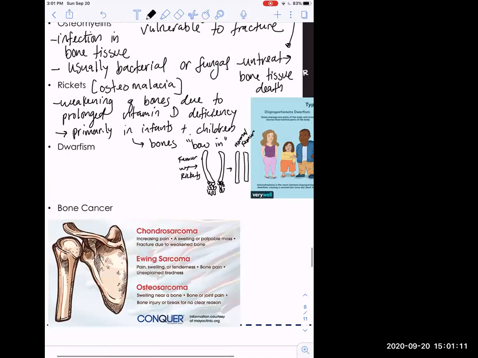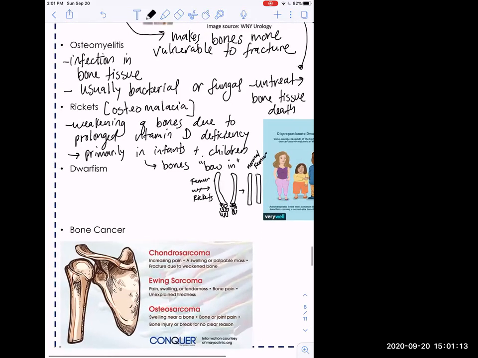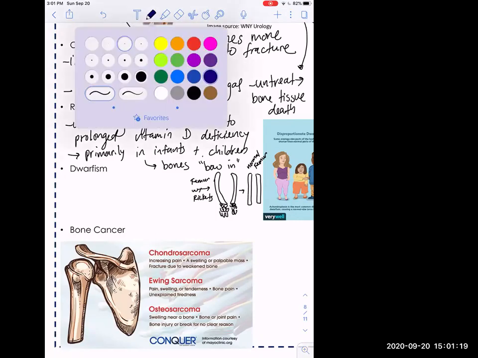The next thing I want to talk about is dwarfism. There are two kinds of dwarfism. And the first type is called pituitary dwarfism.